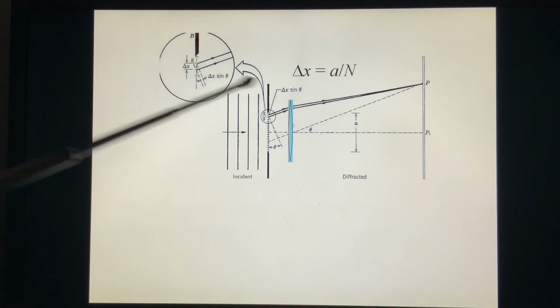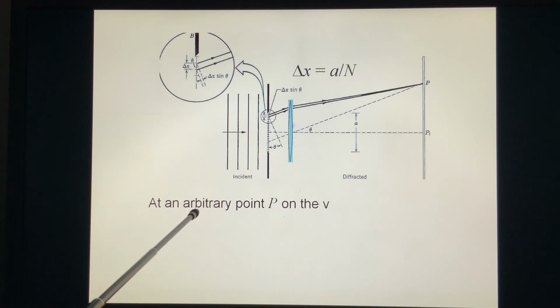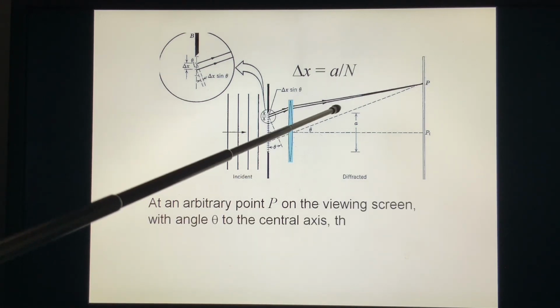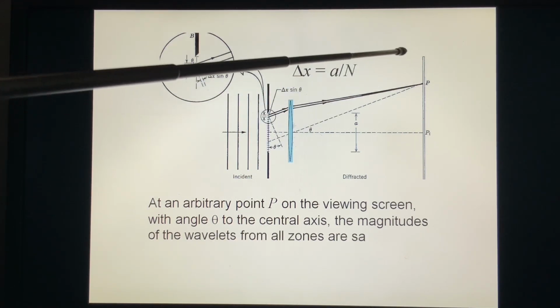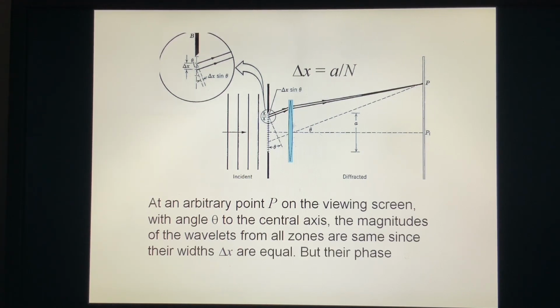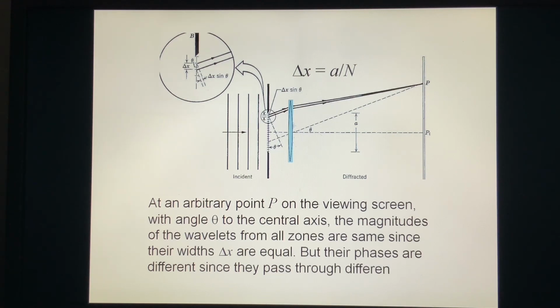Now, we look at this one. This is point P, okay? At an arbitrary point P on the viewing screen, at an angle theta to the central axis, the magnitudes of the wavelets from all zones are the same, because delta x, the width of each zone, is equal. But their phases are different, since they pass through different paths.